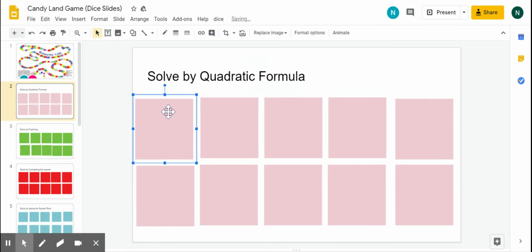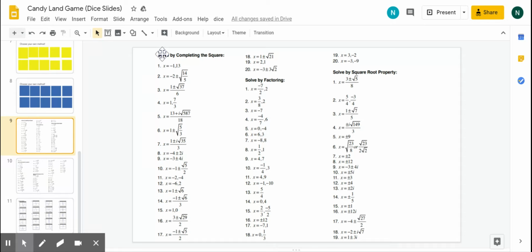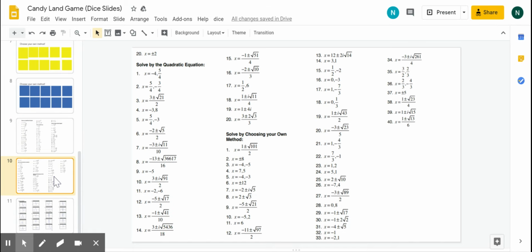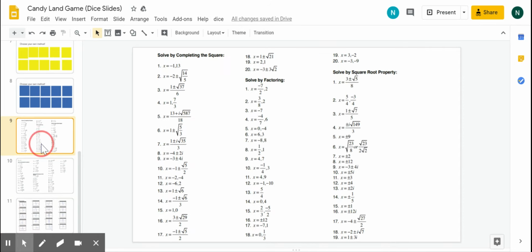When you are both done solving your problems, you should check your answers here, and they're sorted by categories. So solving by completing the square. There's only 10 problems. I know there's extras on here, like this goes up to 20, but I didn't include all of these problems. So only the first 10 are on here, besides choosing your own method, which is actually yellow and blue, so there's up to 20 problems included. And then here's even graphing. So then you can check your answers on the answer key.